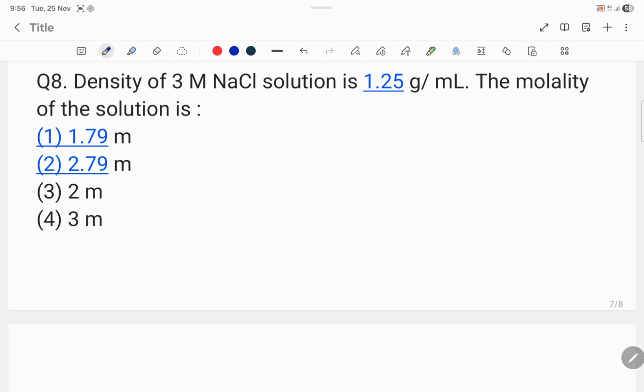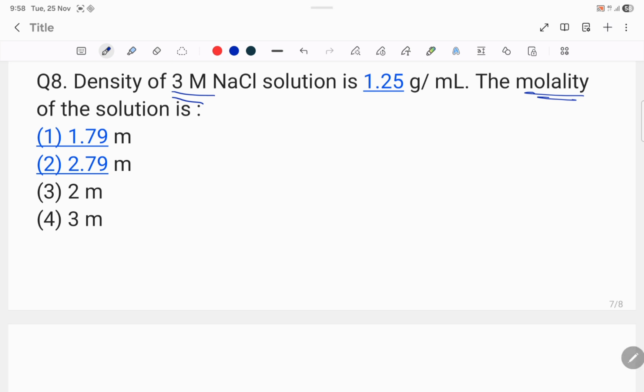So this question is: density of 3 molar sodium chloride solution is 1.25 gram per milliliter. The molality of the solution is, we have to calculate the molality of the solution. Molarity has been given. Okay, the options are over here: first option is 1.79, second is 2.79 molar, third is 2 molar, and fourth is 3 molar. So let's find out what is going to be the molality of this particular solution.